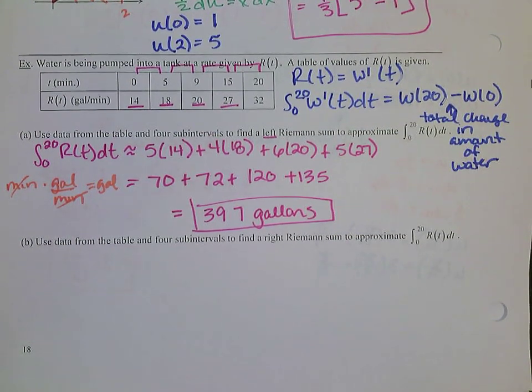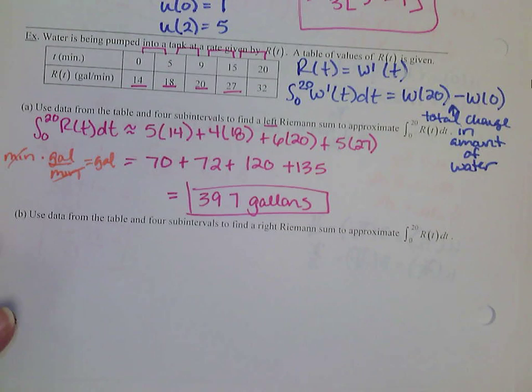That doesn't necessarily mean that there's 397 gallons of water in the tank. Remember that if there was water in the tank when we began, that wouldn't be the total volume. But we know how much the amount of water changed by. Any questions about that?